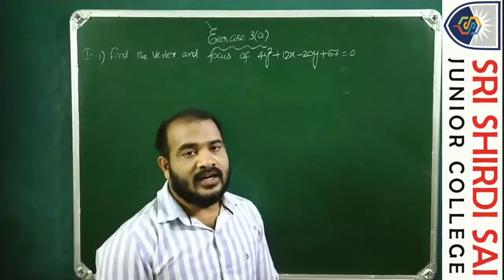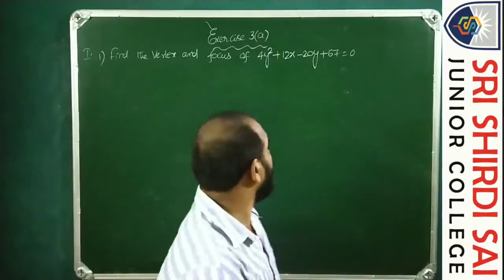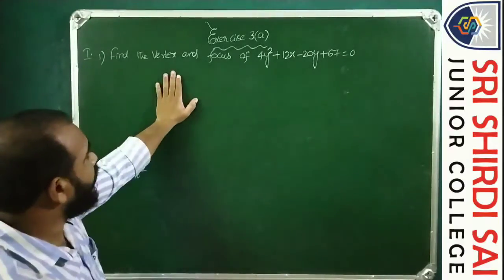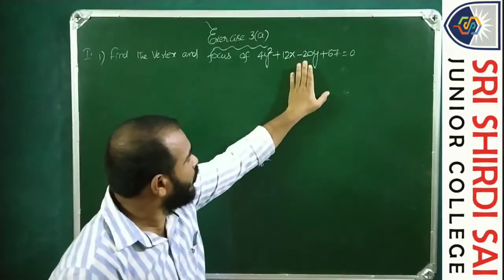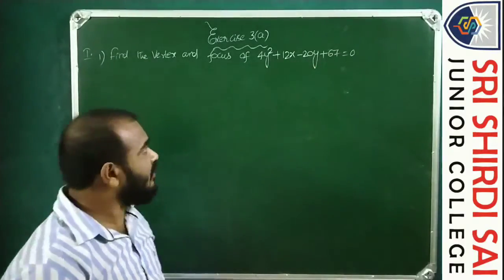Now let us start the exercise 3A. So the first problem is, find the vertex and focus of 4y square plus 12x minus 20y plus 67 equals 0.